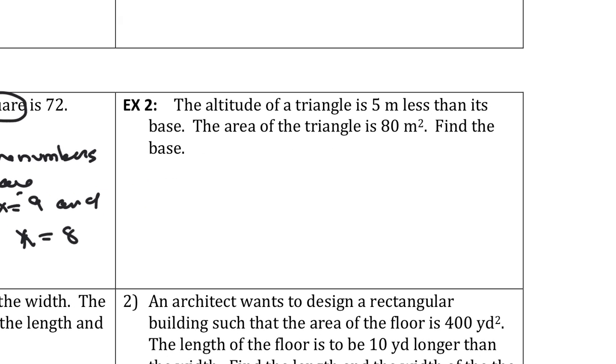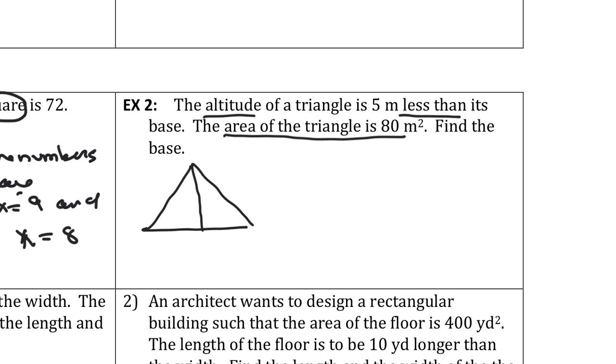For number 2, the altitude, that's the height of a triangle, is 5 meters less than its base. The area of the triangle is 80. Find the base. So we're going to start by drawing a lovely triangle. Now the altitude is 5 meters less than the base.